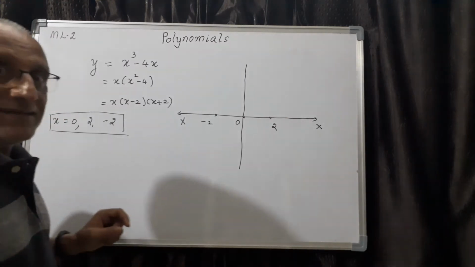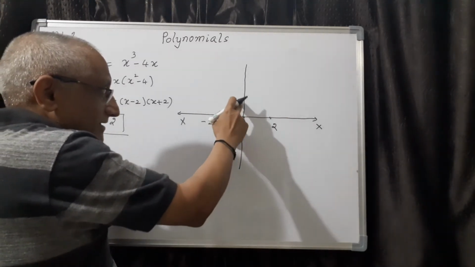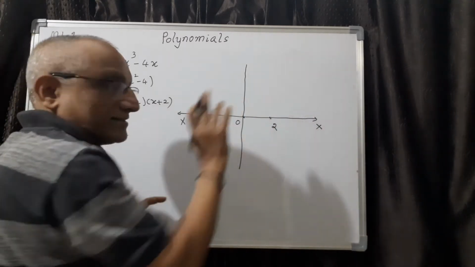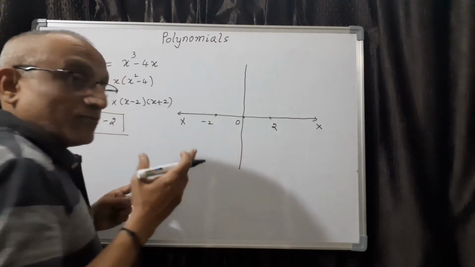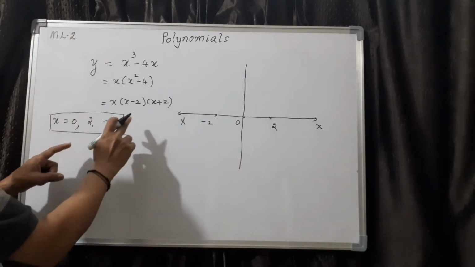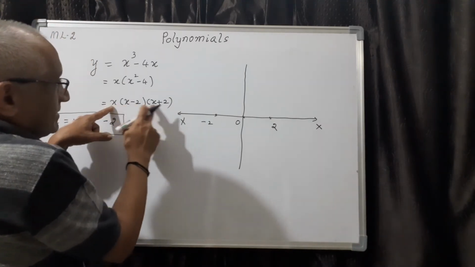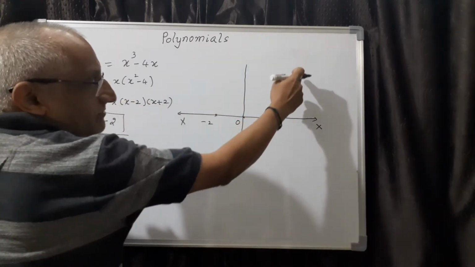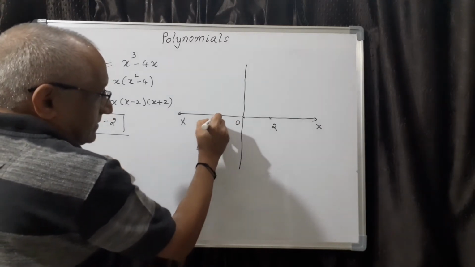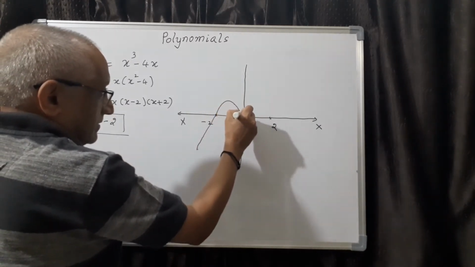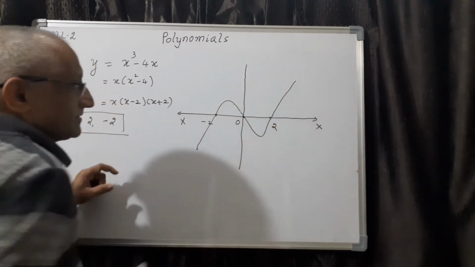Now what are the possibilities actually? When it cuts, either it should go like this, then come like this, then go like this. It is one possibility. You may also think why it is not like this. To check that, suppose you take a very big value, more than 2. Then this is positive, this is positive, this is positive. That means the curve should be like this. Therefore the curve is actually like this. It's a very beautiful curve, like an N shape.